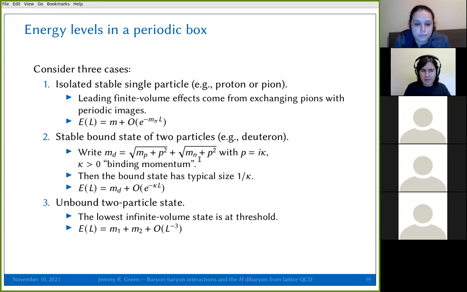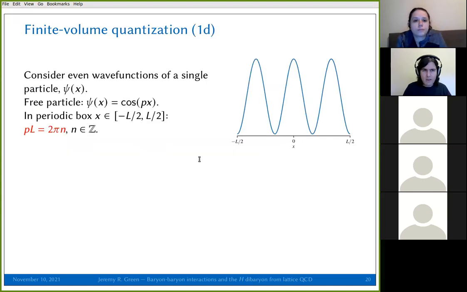And in finite volume, you also get a state at threshold, but with some displacement that goes with the power law. And these power law displacements actually give physics; you can get physics out of these, thanks to quantization conditions. Now, it's actually pretty easy to understand quantization conditions in one dimension. So let's think of one-dimensional quantum mechanics.